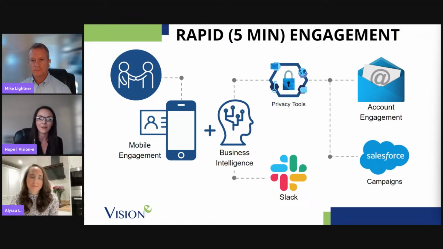To kind of round out the benefits here, right? We want it mobile, so it's executable anywhere you do business. We want it to be fast, right? Less than 5 minutes from meeting to message. We have to stay compliant, right? By using real-time privacy tools. We obviously have to be secure.